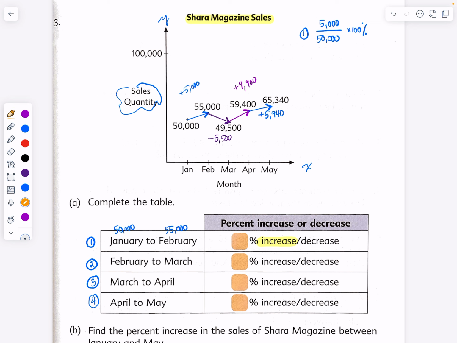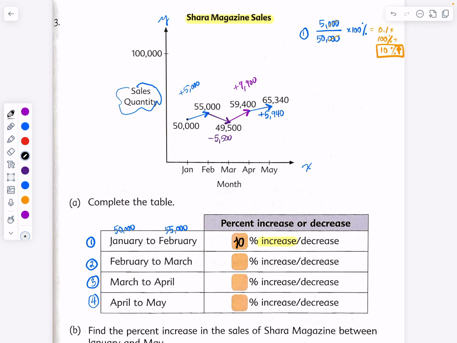My friends, please remember, simplify before you multiply. 5 over 50 becomes 0.1 times 100. Let's just write it down. 0.1 times 100% equals 10% increase. So I'm just going to write it down in that color choice. 10% increase. Notice we were comparing to January, right?